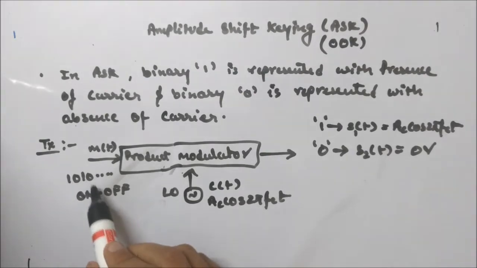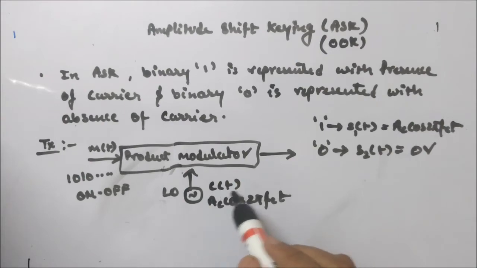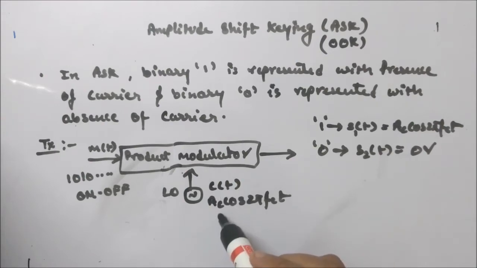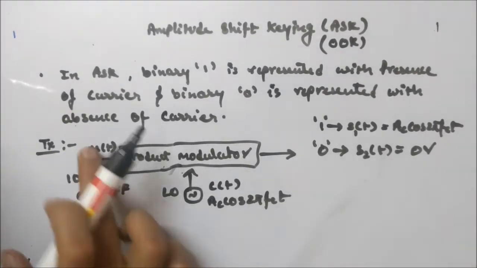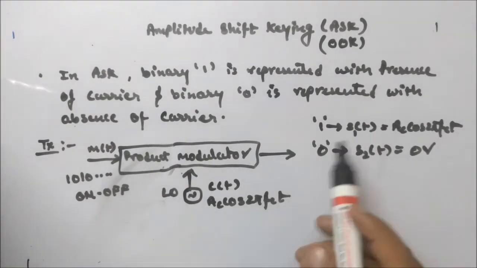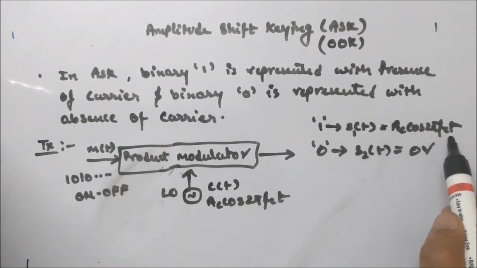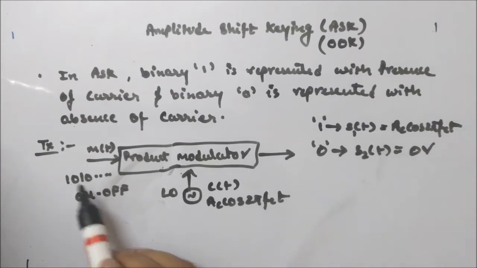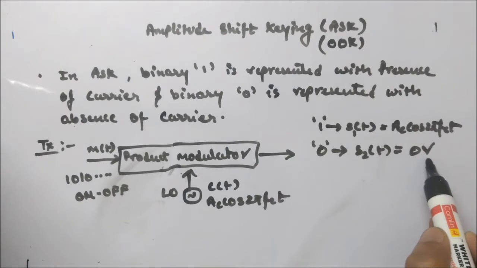So 1010, and you are multiplying with a local oscillator which is represented by c(t), and this is basically a sinusoidal signal, Ac cos 2 pi fc t. So the product modulator multiplies these two signals. How are you going to get the output? When 1 comes, Ac cos 2 pi fc t will be multiplied, so you will get at the output Ac cos 2 pi fc t. If 0 comes, 0 gets multiplied with this signal, the resultant is 0, that is why 0 will come.